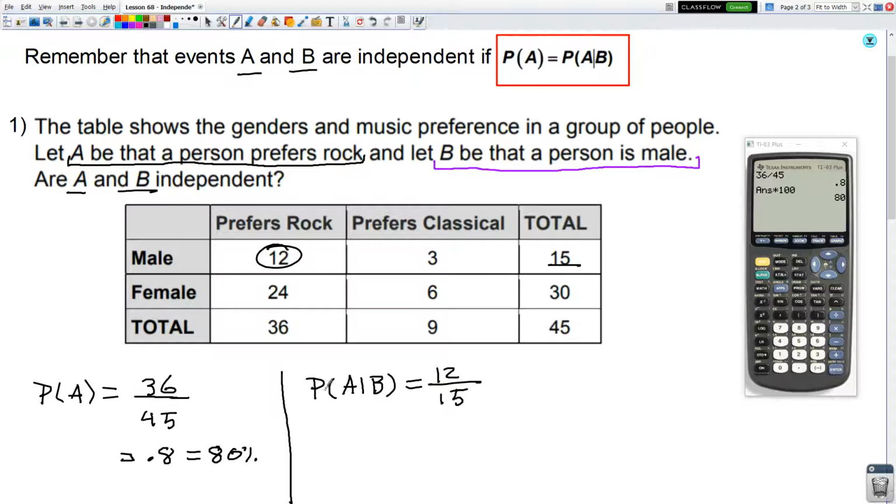So this is how you find the probability of A given B. First, we're looking at all of them who are male, and then we concentrate on those who prefer rock. So on the top, you can think about it as the combination of both of them, those who prefer rock and are male, and on the bottom are those who are just males. Well, let's see what this is. 12 divided by 15.